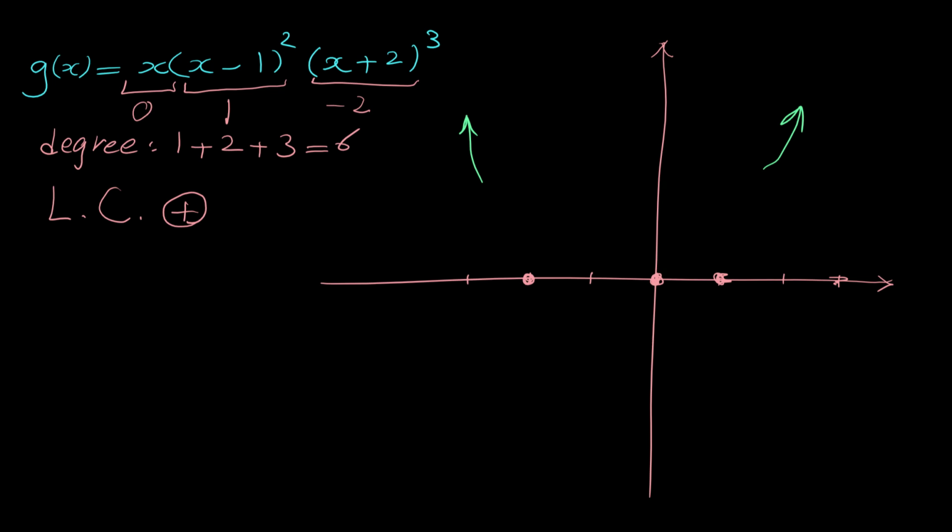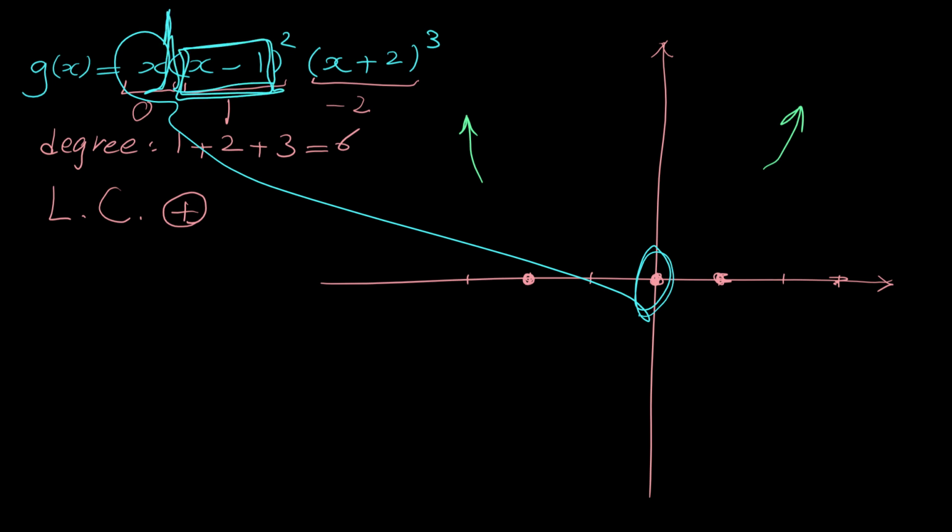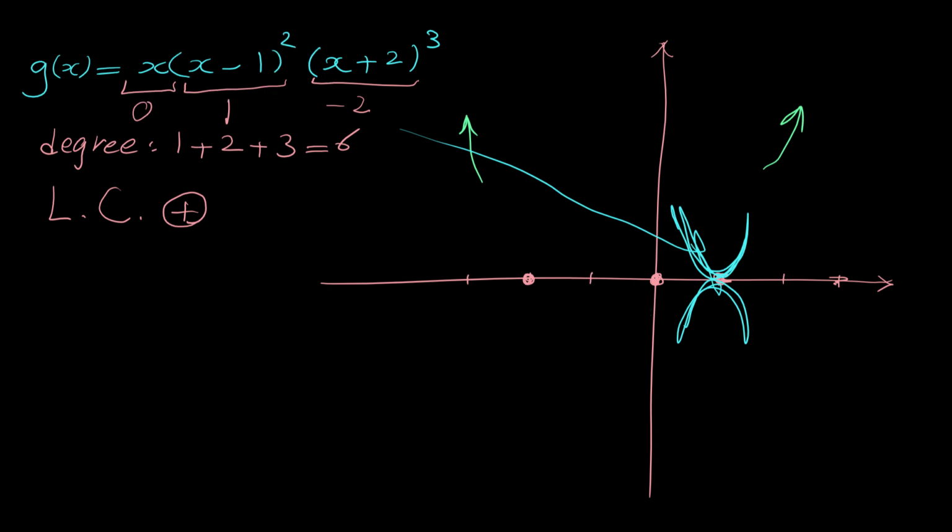0, please pay attention, 0 is a simple root because x to the 1. But 1 here is of multiplicity 2. So at this point, at 1, we have to have a bounce. Maybe this way or this way. But we have to have a bounce at 1. But something is unusual about negative 2 as well, because it's with power 3. It's not with power 1.